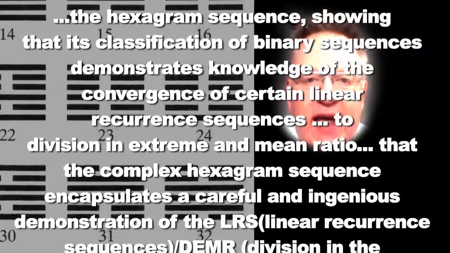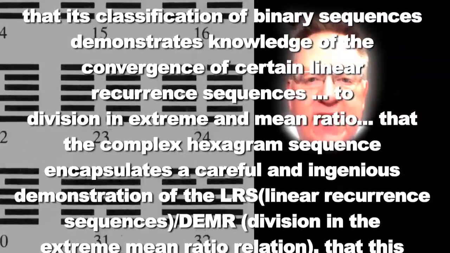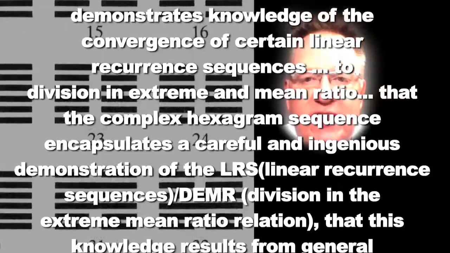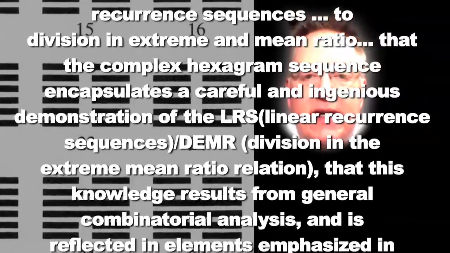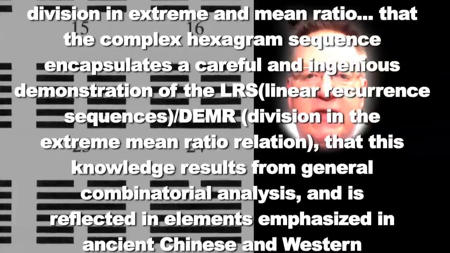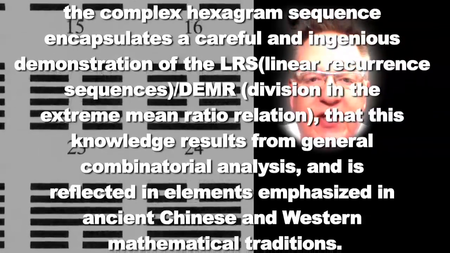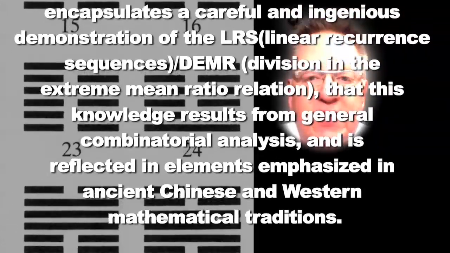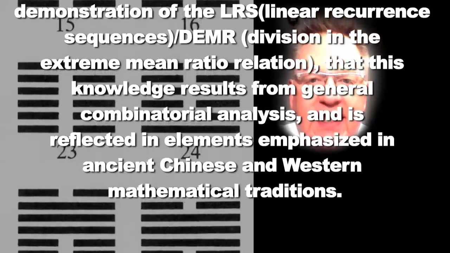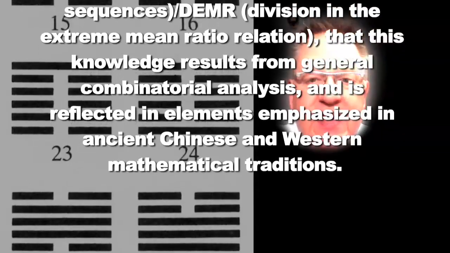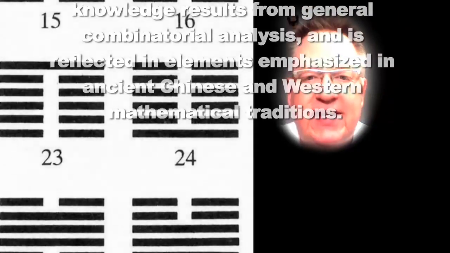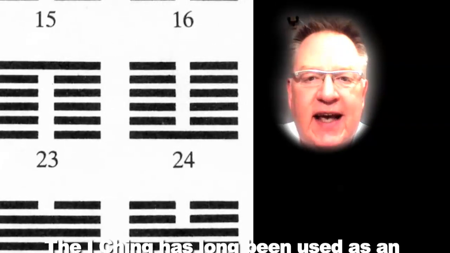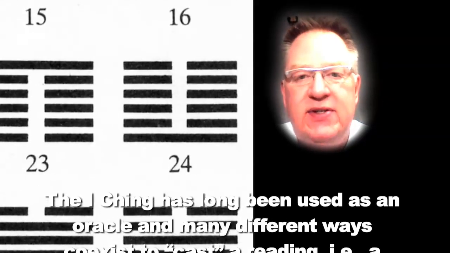That the complex hexagram sequence encapsulates a careful and ingenious demonstration of the LRS, linear recurrence sequences, DEMR, division in the extreme mean ratio relation, that this knowledge results from general combinatorial analysis and is reflected in elements emphasized in ancient Chinese and Western mathematical traditions. Thinking of the Ching as a roadmap of our available probability space, then, leads to its use for divination.